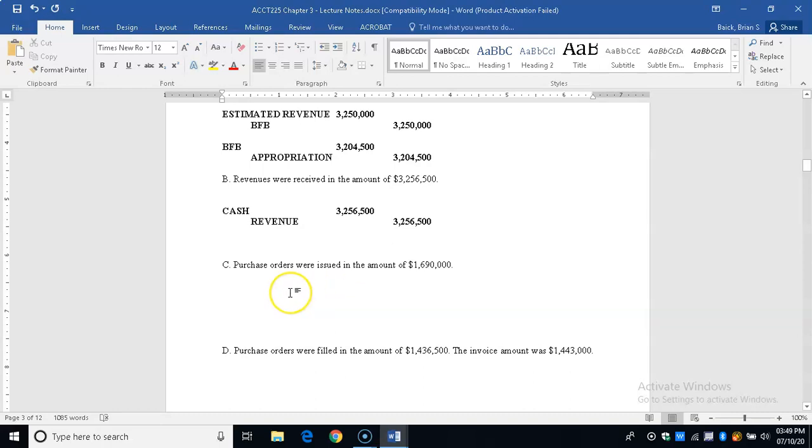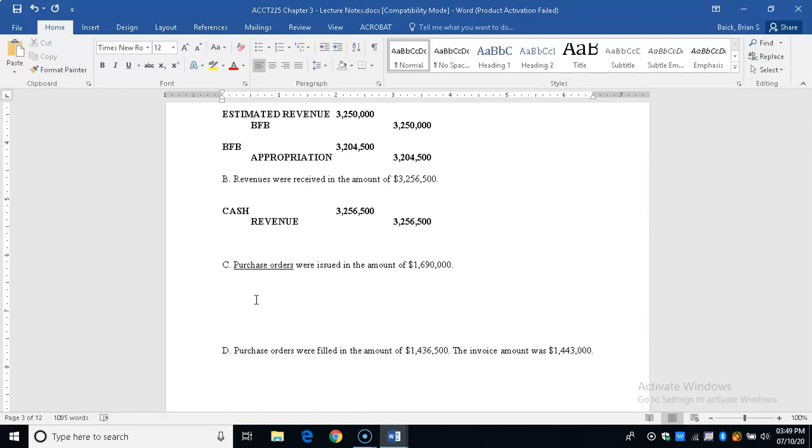Okay, next, it says purchase order, $1.69 million. Okay, purchase order, so you order something. If you're going to order something in governmental accounting, you have to set the money aside. So if you ever go on vacation, maybe you have like a vacation fund. Or if you're going to buy a new TV, maybe you have a coffee can and you set the money aside, right? Sometimes I'll order pizza and they'll tell me it's going to be $20. So I take $20 out of my wallet and I put it on the table. I set the money aside.